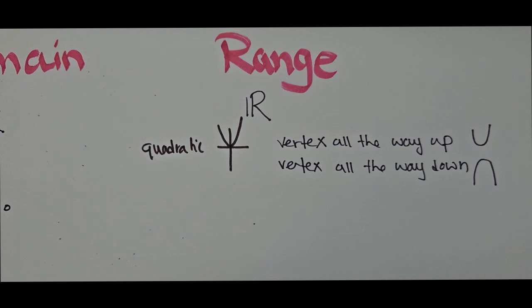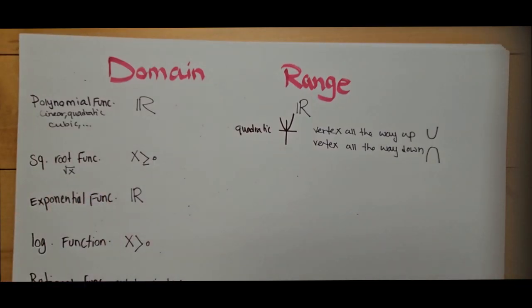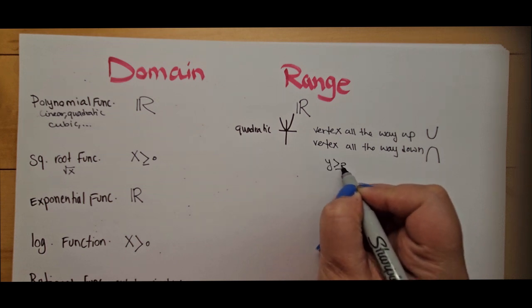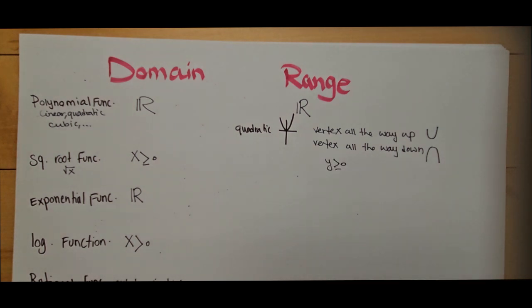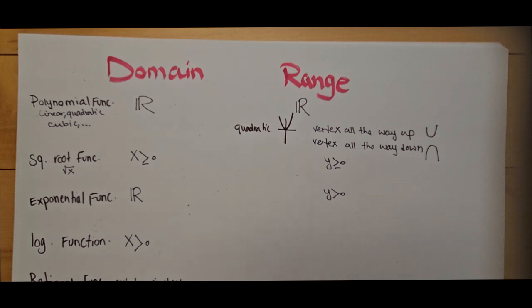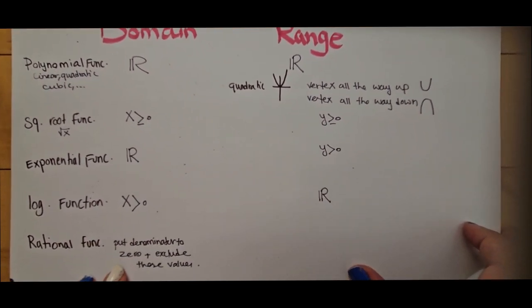Okay, talking about the square root function, the range is again y greater than or equal to 0. Now the next one is the range of an exponential. Here the range of the exponential is greater than 0, not including 0. The range of the logarithm is all the real numbers.